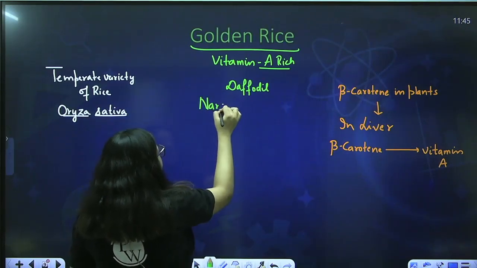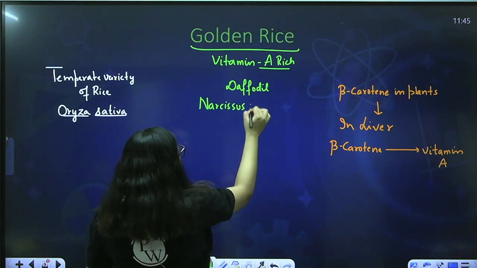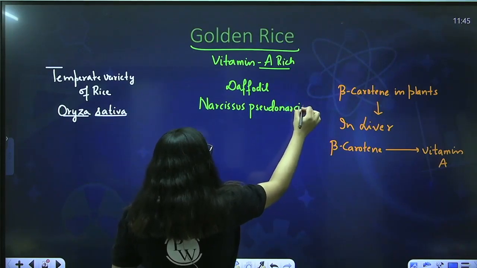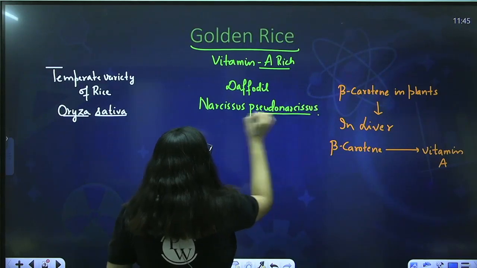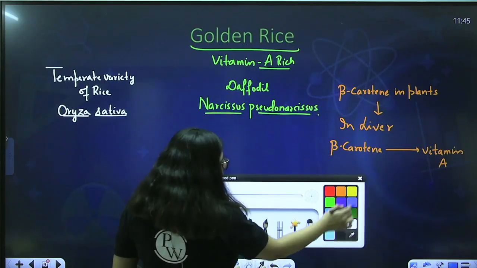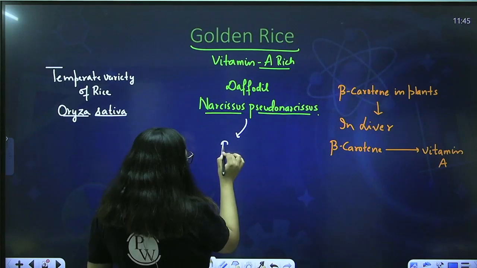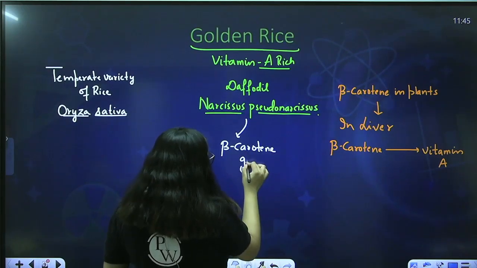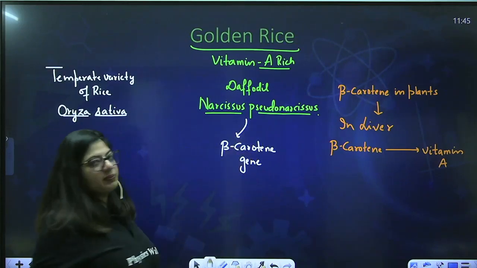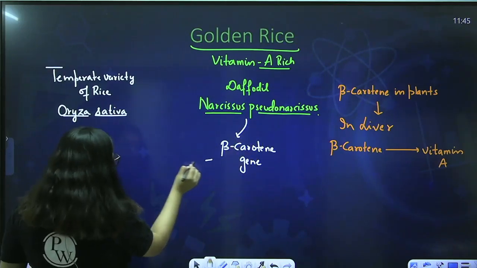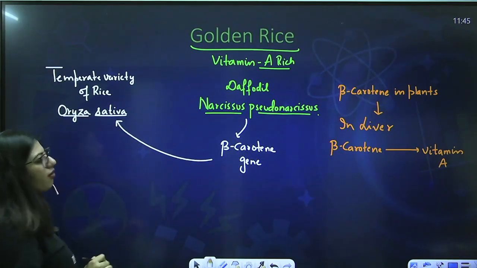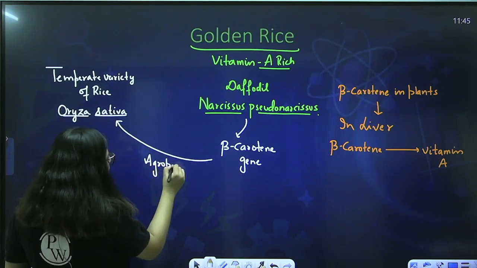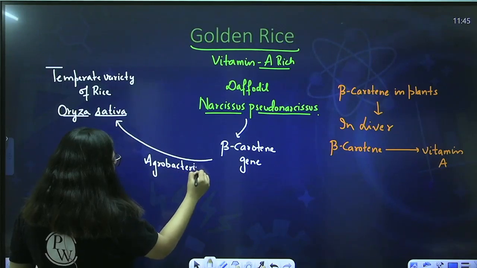The scientific name is Narcissus pseudonarcissus. This plant is also rich in beta carotene. Now what we did, we took the beta carotene gene from this plant and we added this in the Oryza sativa with the help of Agrobacterium tumefaciens as a vector.